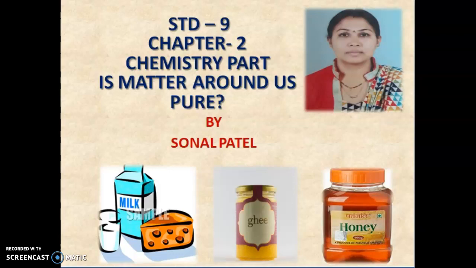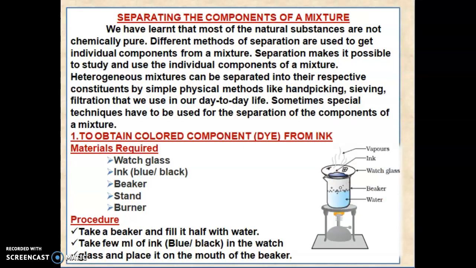So here we will see part 4 of chapter 2, Is Matter Around Us Pure. In this part we will study the separation of the components of a mixture. We have learned that most natural substances are not chemically pure. Different methods of separation are used to get individual components from a mixture. Separation makes it possible to study and use the individual components of a mixture.